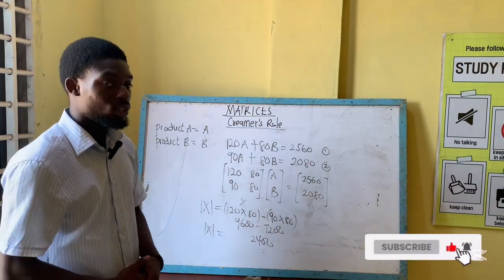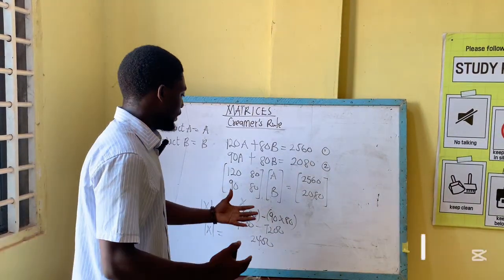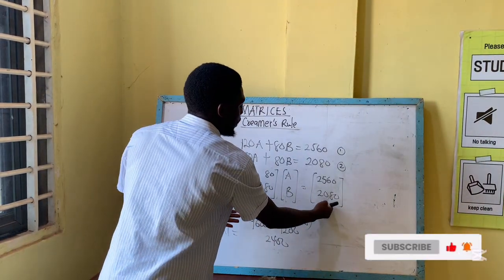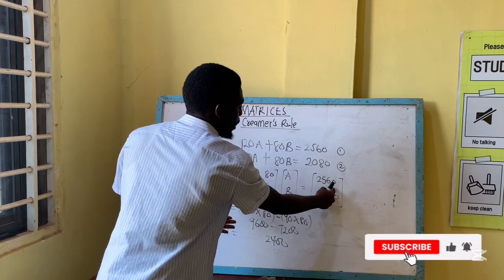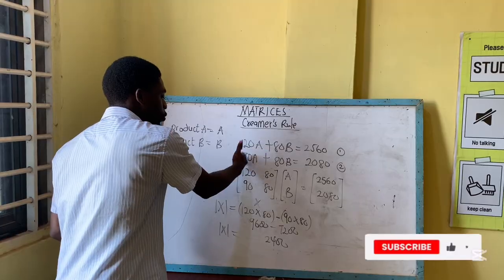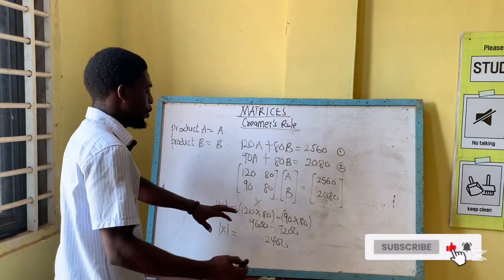After finding the determinant of matrix X, Cramer's rule states that you then replace the 2,560 and 2,080 by the first column of matrix X, which you are going to name this.